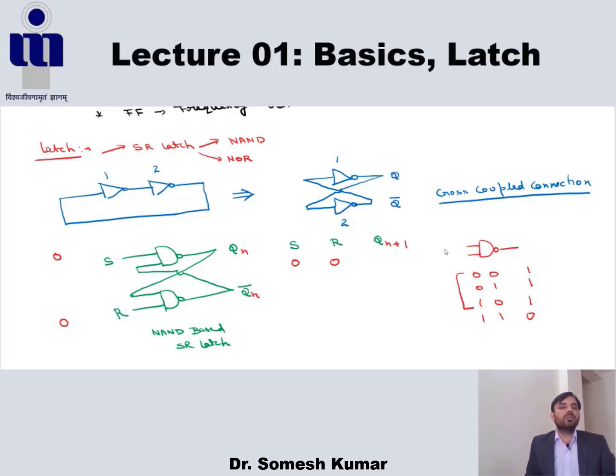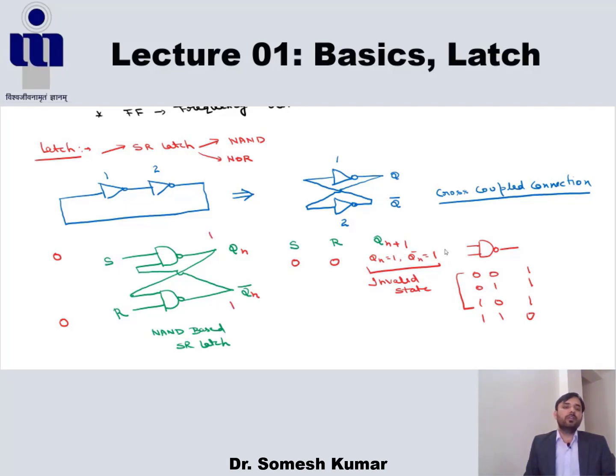So if both inputs of these two NAND gates, S and R, are 0, then both outputs Qn and Qn bar should be 1. But Qn is 1 and Qn bar is also 1, which is not possible, because in the latch or the flip-flop both these outputs are inverses of each other. Here both outputs are the same, 1 and 1, so we can say this is our invalid state.